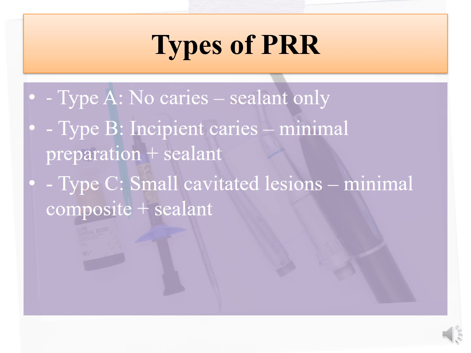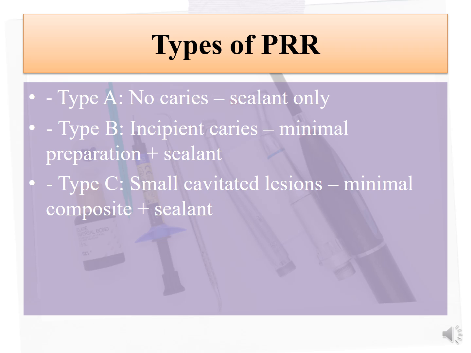Next, types of PRR. Depending on the extent of decay, PRRs can be classified into three types. Type A involves cases where no caries is present but the pits and fissures are at high risk. In this situation, only a sealant is placed. Type B, when incipient caries are present. Here, minimal preparation is done to remove the affected enamel or dentin and then a sealant is applied.